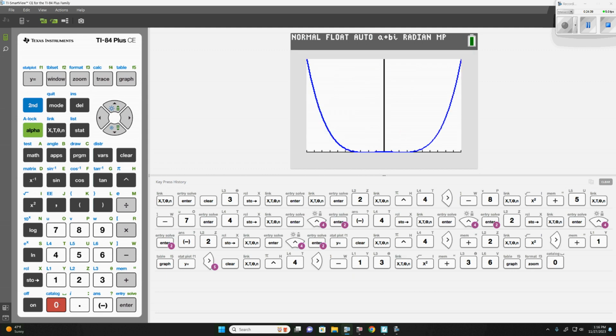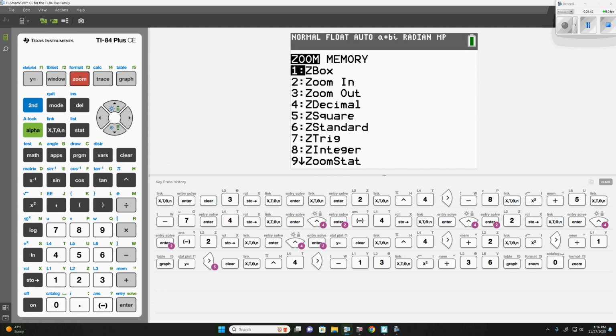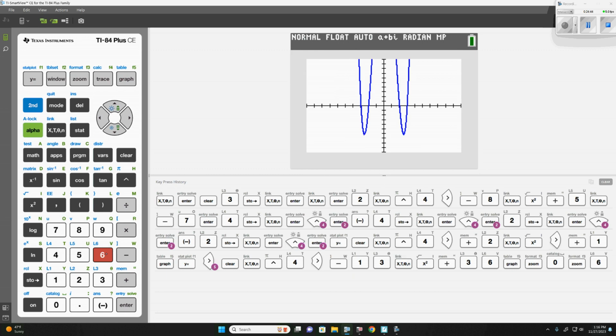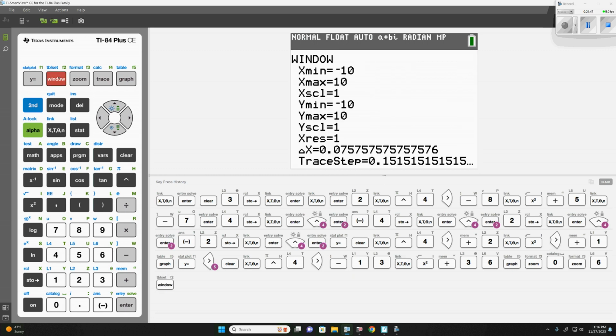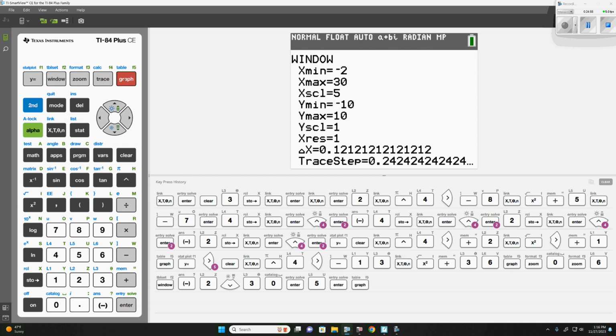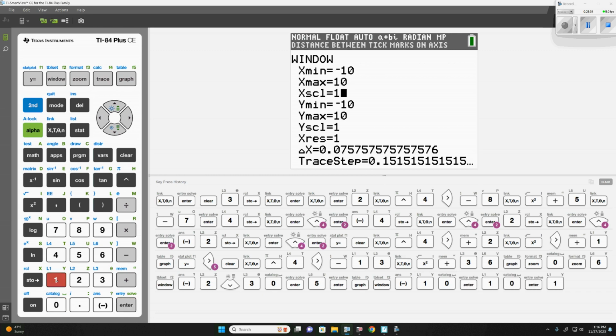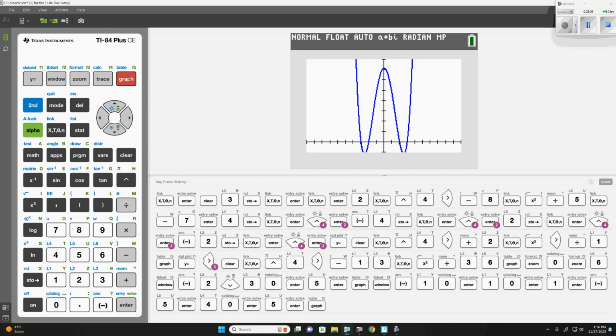Zoom 0. Okay, not that far. Zoom 6. Negative 2 to 30. Let's go by 5s. Negative 10 to 10, 1. Negative 5 to 45. So that's, as we see here, it does make a W shape, but eventually both sides go to infinity. They go up.